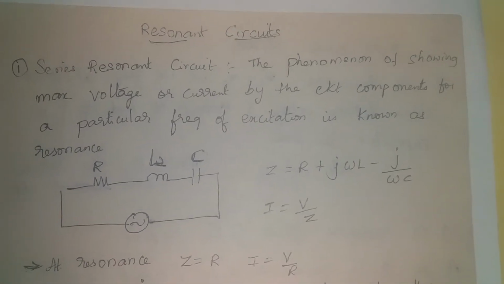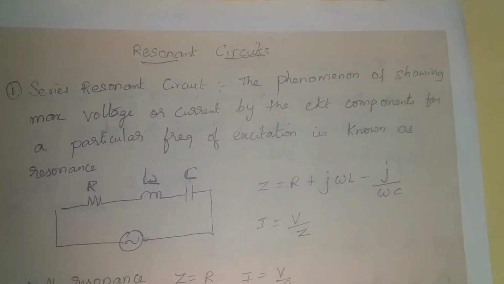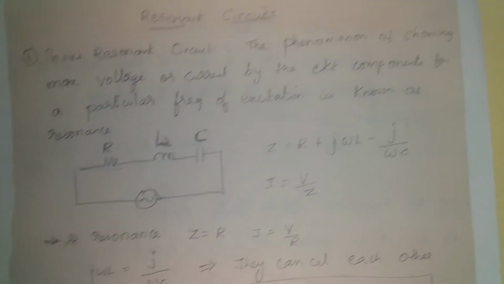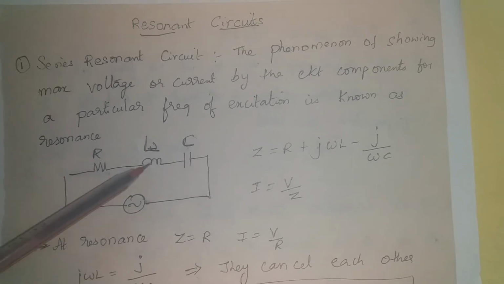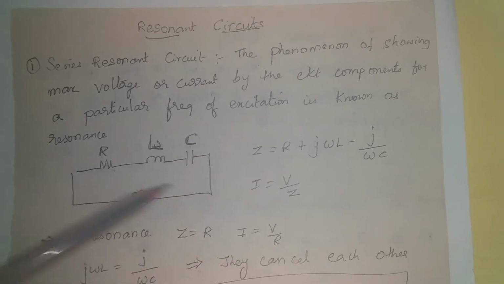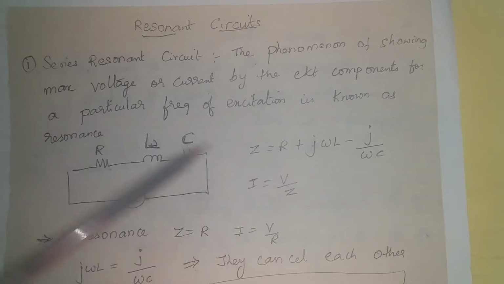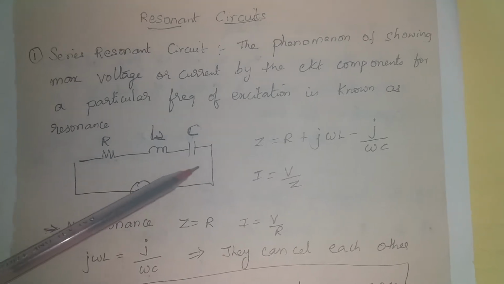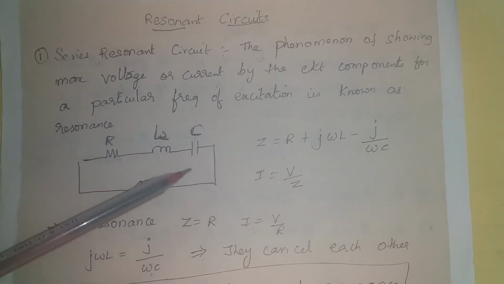So here is a series resonant circuit where the resistance R, L and C are connected in series with the source. Z, the impedance, is R plus j omega L minus j by omega C. So what is current? Current is V by Z.